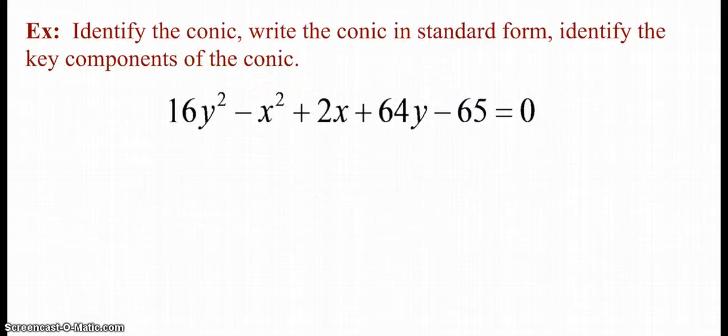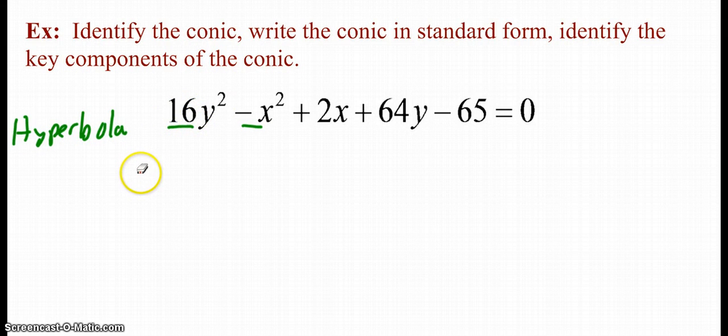So, what do we do here? Same thing to start. I see that there's my A, there's my B. This is a hyperbola because those are opposite signs. Now I want to go ahead and put this in standard form. So I group the x's and group the y's. The difference with the hyperbola, take the positive one and put that first.